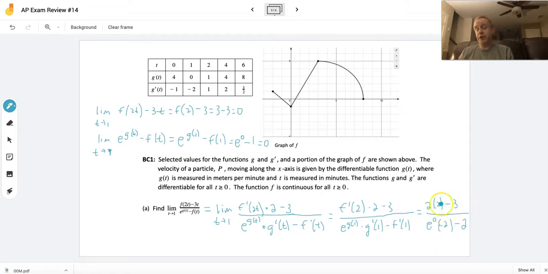And the other thing to note is that we're not getting 0 over 0 again for sure. We're getting a non-zero value. I think this is 1 in the numerator, and this is definitely not 0 in the denominator. So this would be our final answer.